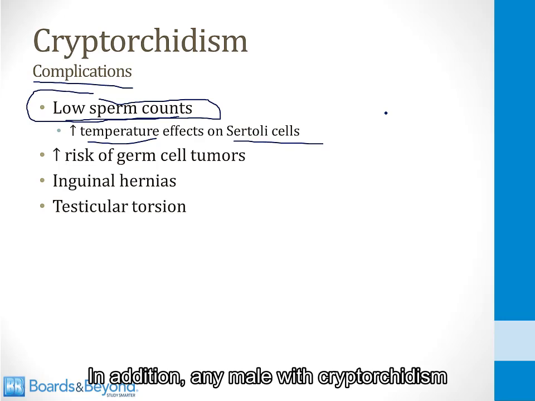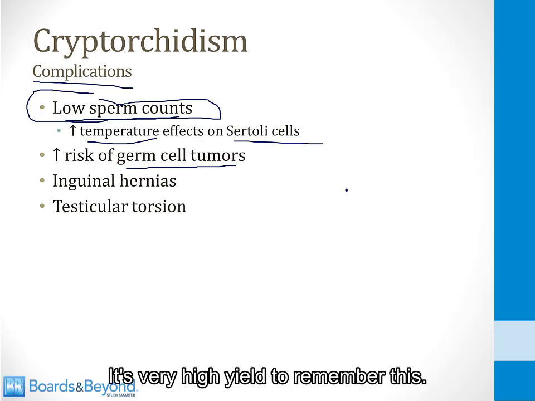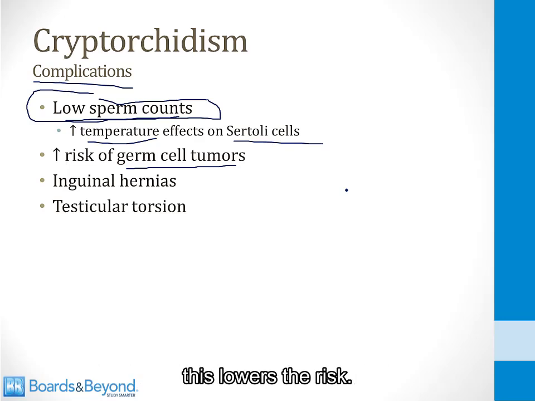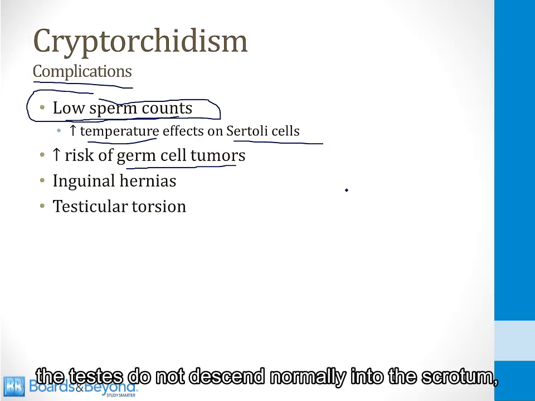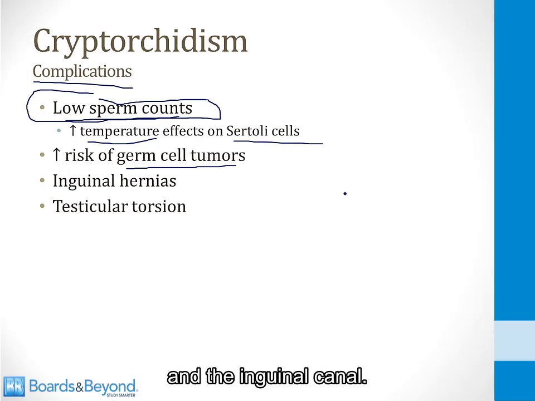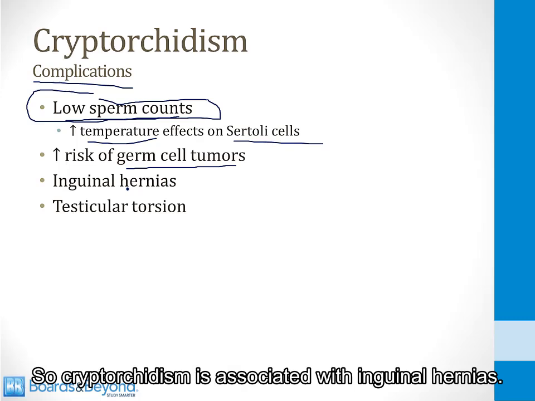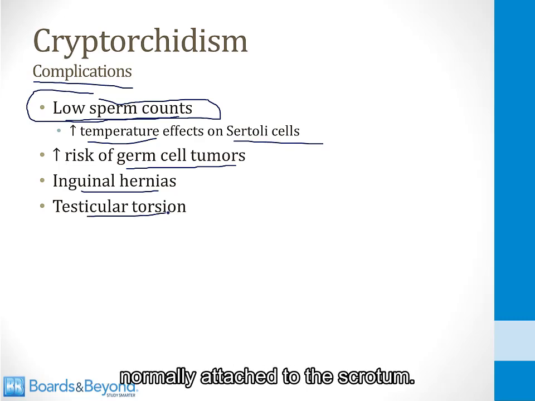In addition, any male with cryptorchidism has a higher risk of germ cell tumors, especially seminomas. It's very high yield, remember this. And it appears that if you pull the testes down into the scrotum surgically, this lowers the risk. And then finally, because in cryptorchidism the testes do not descend normally into the scrotum, this leads to abnormalities of the spermatic cord and the inguinal canal. So cryptorchidism is associated with inguinal hernias. It's also associated with testicular torsion because the testicles aren't normally attached to the scrotum.